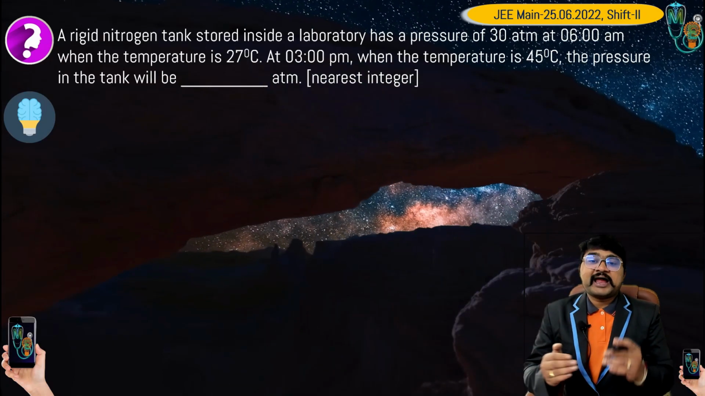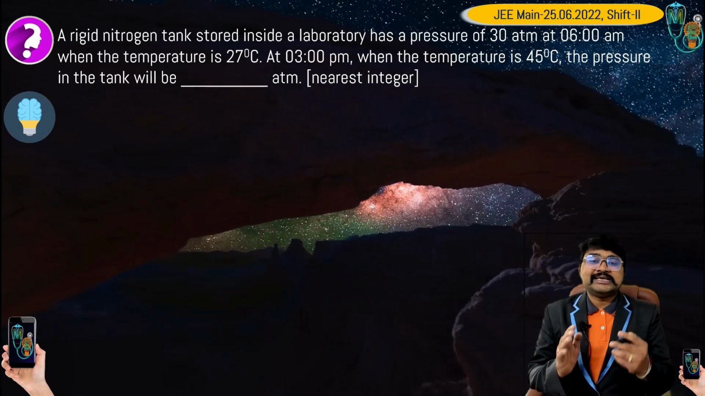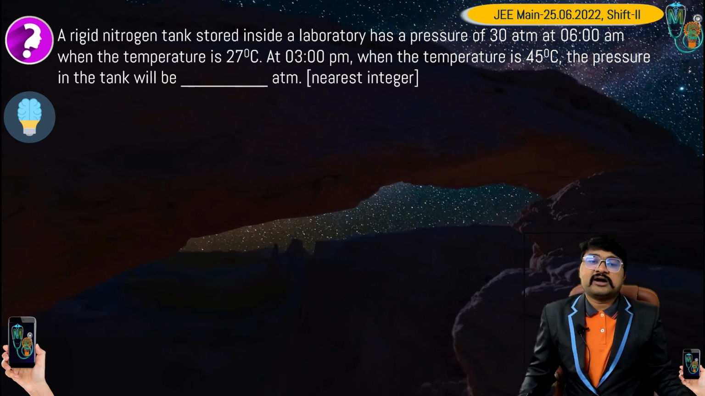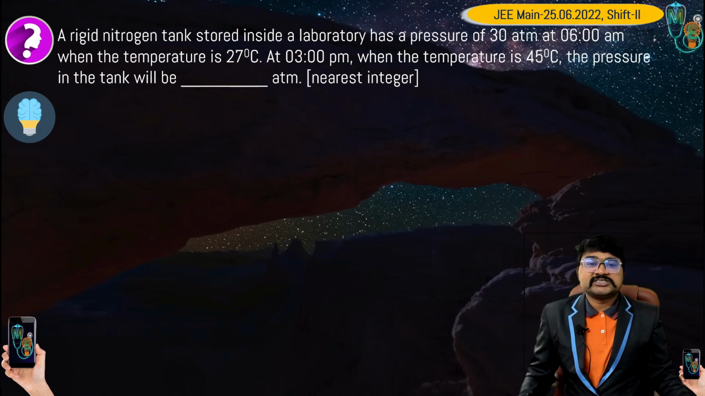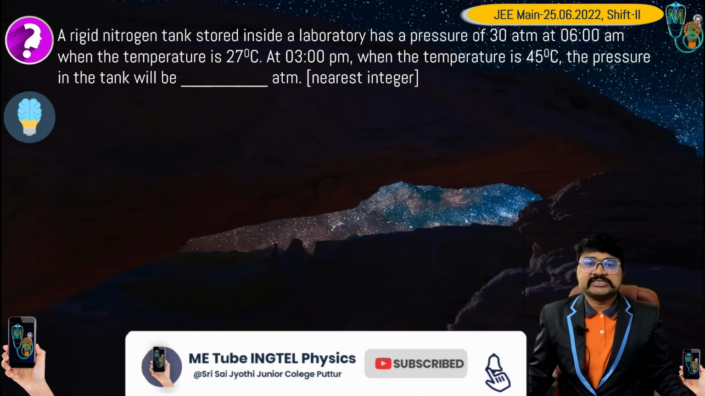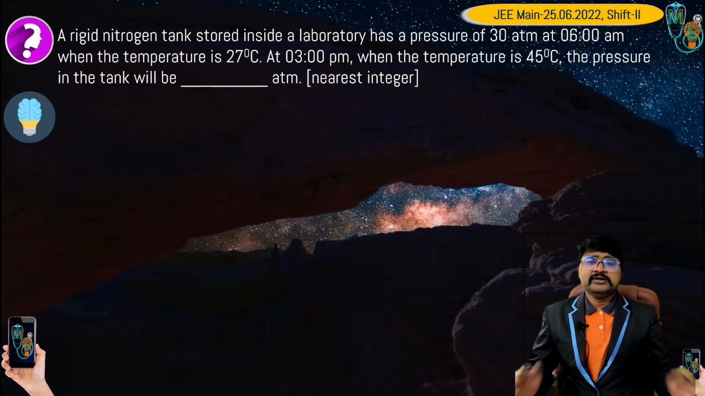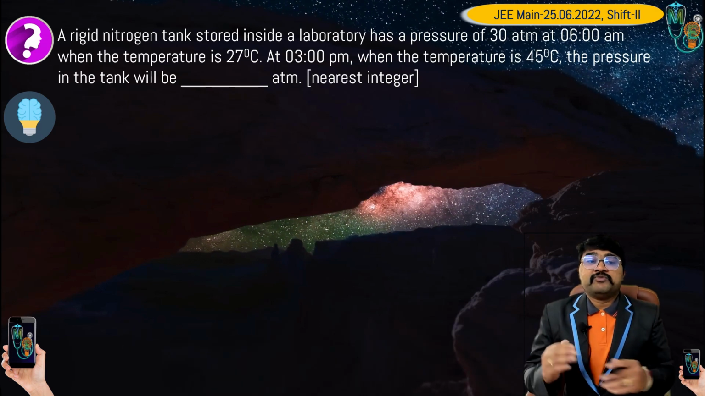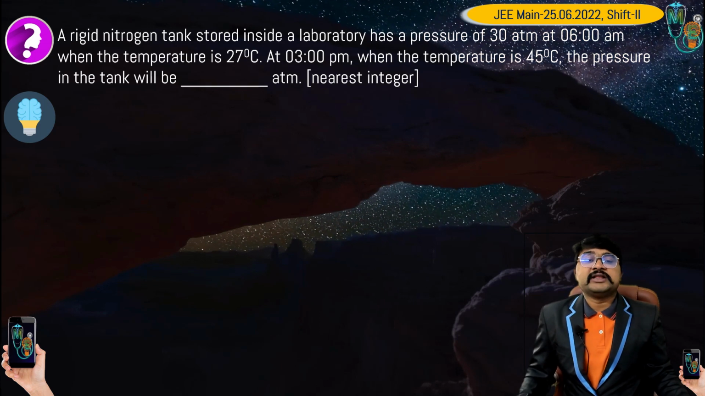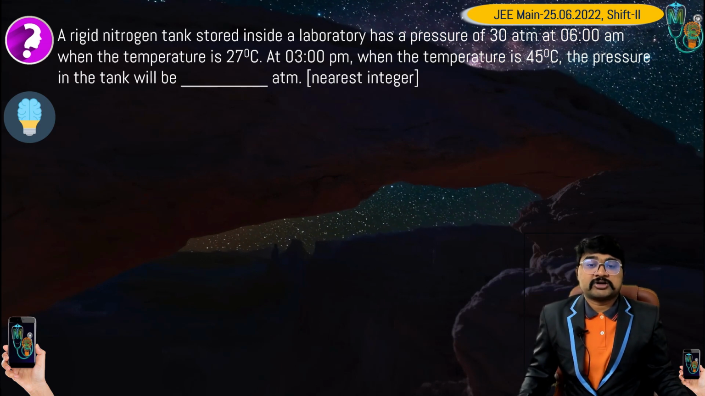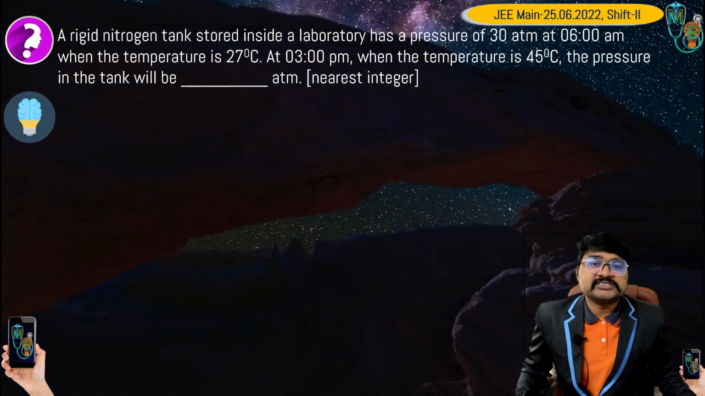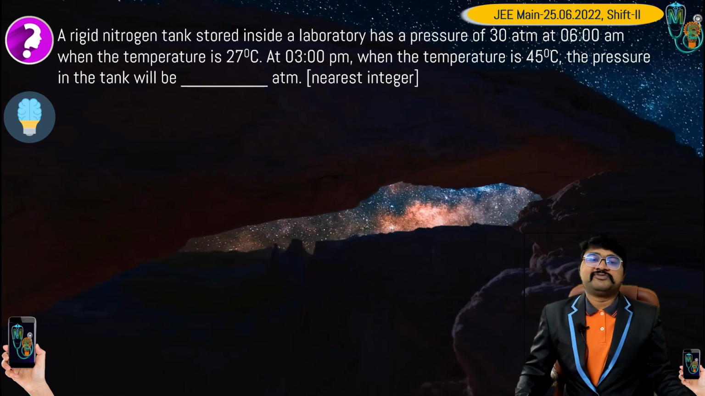A rigid nitrogen tank stored inside a laboratory has a pressure of 30 atmosphere at 6 am when the temperature is 27 degrees centigrade, and at 3 pm when the temperature is 45 degrees centigrade, the pressure in the tank will be dash atmosphere. Nearest integer. This question was given in JEE Mains 2022 shift 2.